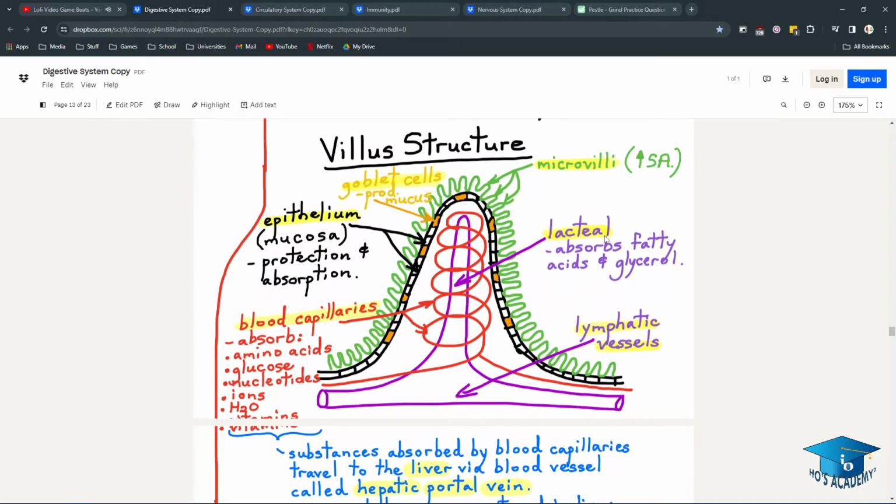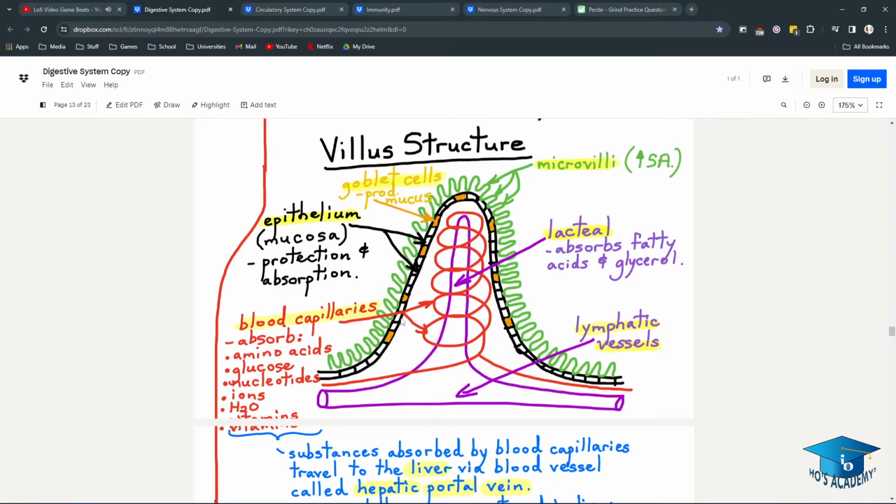And here, tricky, but you're gonna have to know the villus structure. This is the villus, not the microvilli, but the microvilli would just be little flaps. This big purple structure here, well, drawn in purple, is the lacteal, which is in charge of your fats, so it does fatty acids and glycerol absorption, and it sends it to your lymphatic vessels.